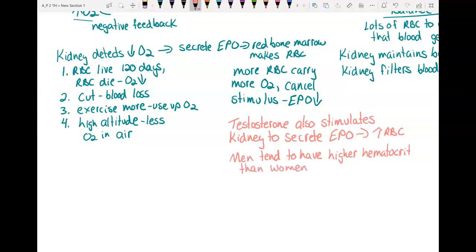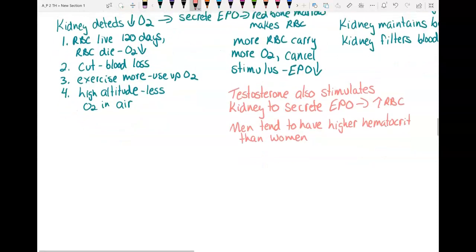The other difference you can see in hematocrit between people is based on where they live. Remember that high altitude has less oxygen in the air. So people who live at high altitude, like someone in Colorado, is going to have higher hematocrit than someone who lives at a lower altitude.